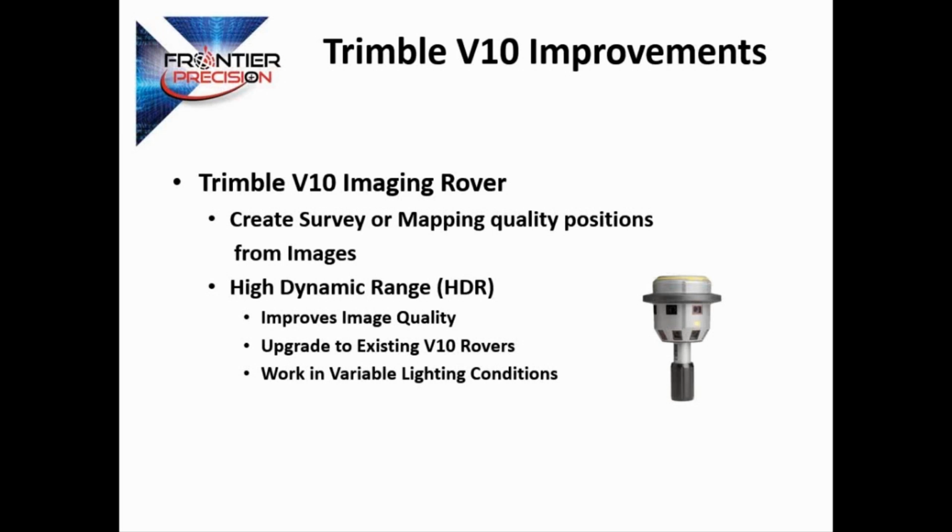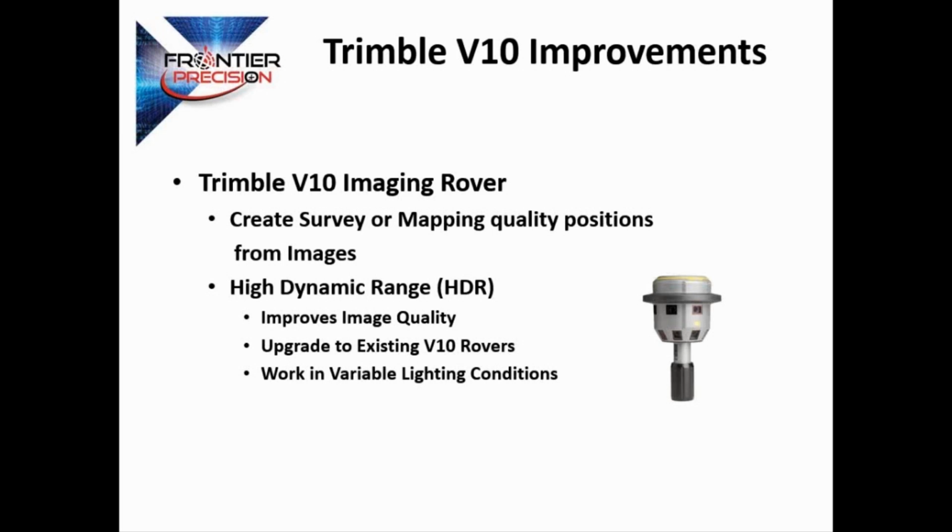One of the things that they've added to that V10 imaging rover is the ability to now use a high dynamic range or HDR technology. And that technology in a nutshell allows me to improve my image quality by working in variable lighting conditions much better. So for instance, this thing is going to take a 360-degree camera image. Some of those images may be in direct line of the sun, and some of them may be in a shadow area or something like that.